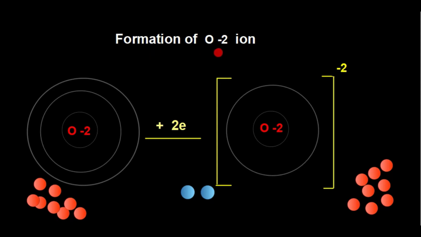Oxygen gains 2 electrons in a chemical reaction and is converted into the oxide ion. Oxygen is a member of group 6A of the periodic table. It means oxygen has 6 electrons in its valence shell. First of all, we will write the electronic configuration for oxygen. Oxygen, atomic number 8. Its electronic configuration will be 1s2, 2s2, 2p4. This is the electronic configuration for oxygen.